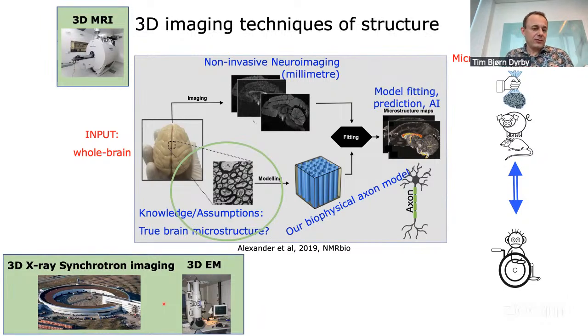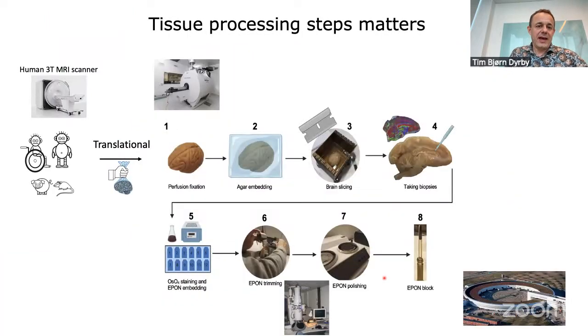So when we start to use these techniques here, we need to process the tissue in different ways. And that matters when we are going to compare techniques of the results. So if you look at the pipeline, we have the MR scanner here. This is the in vivo. We can put patients in it. We can have animals or whatever. We can scan them in vivo.